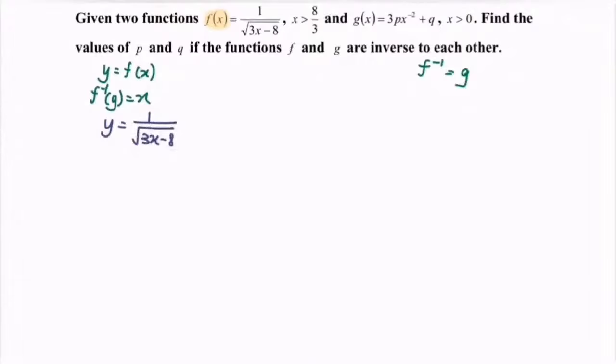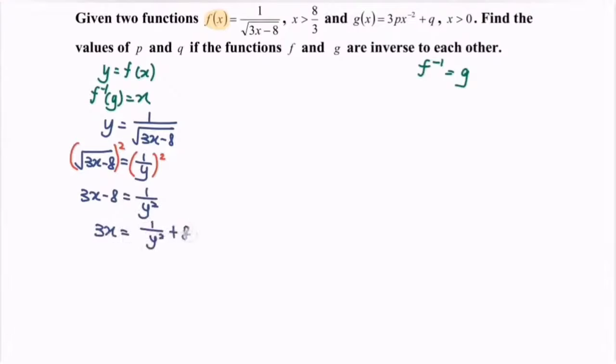Kindly cross multiply the situation and we will have square root of 3x minus 8 equals to 1 over y. Then square both sides. So we will have the situation 3x minus 8 is equals to 1 over y squared. Rearrange the situation. 3x is equals to 1 over y squared plus 8. Then x is equals to 1 over y squared plus 8 over 3.